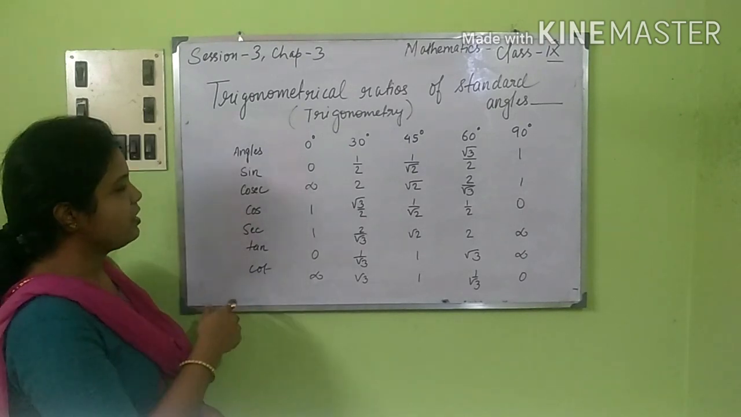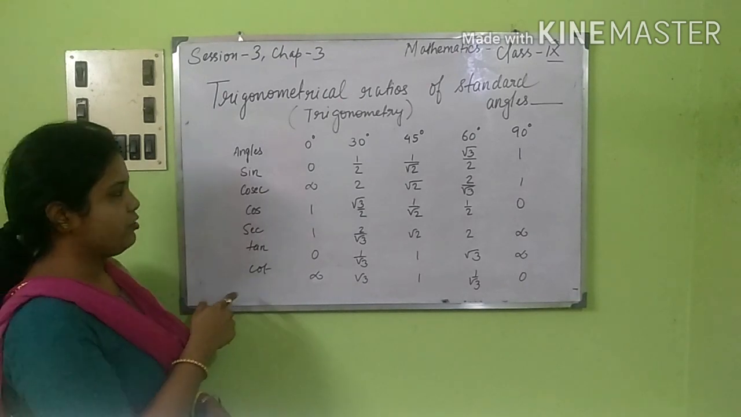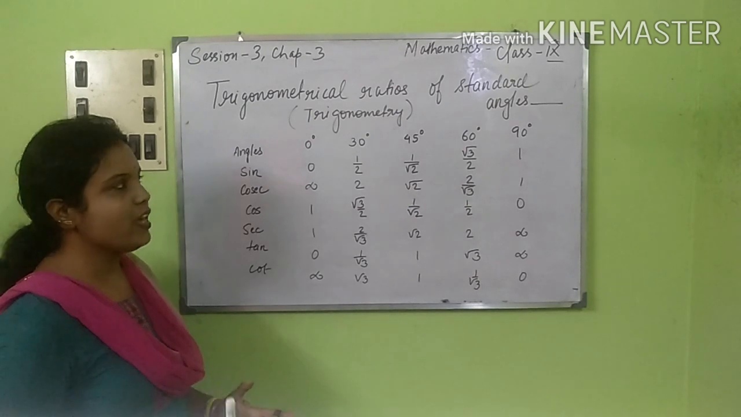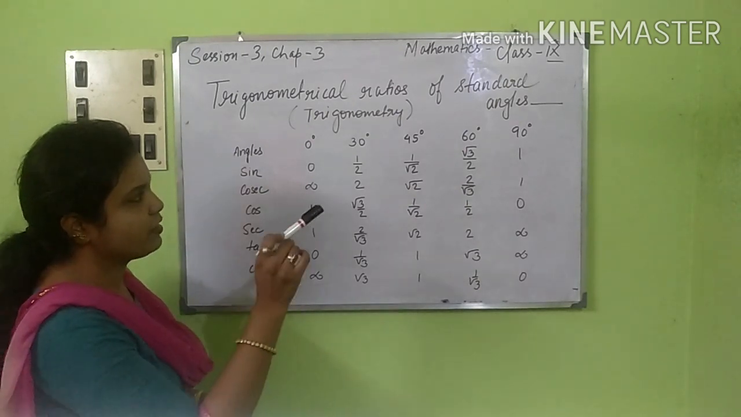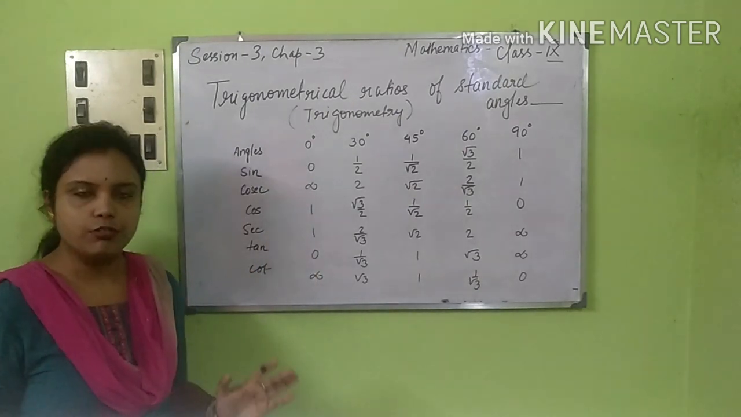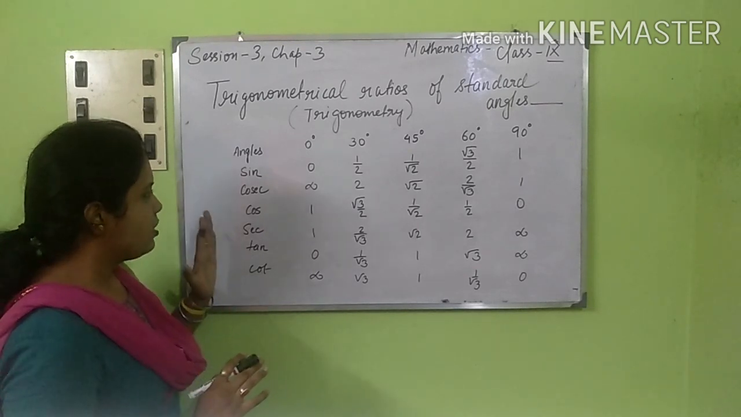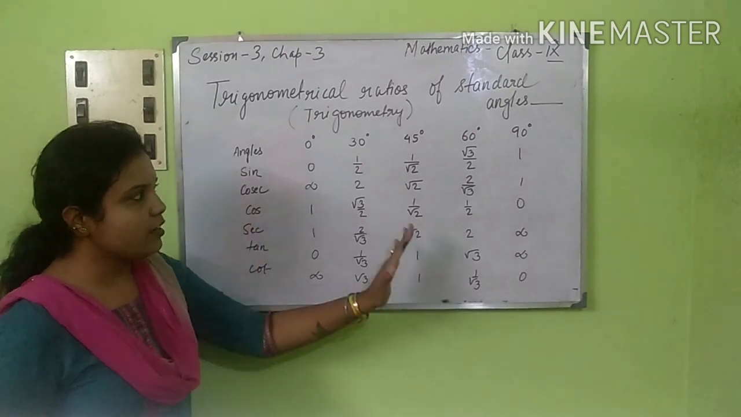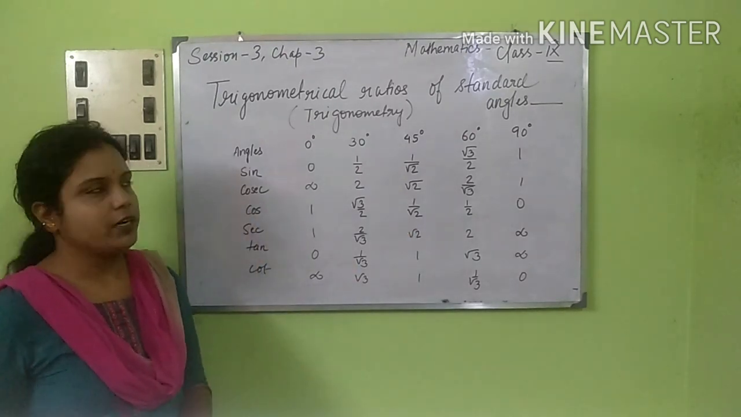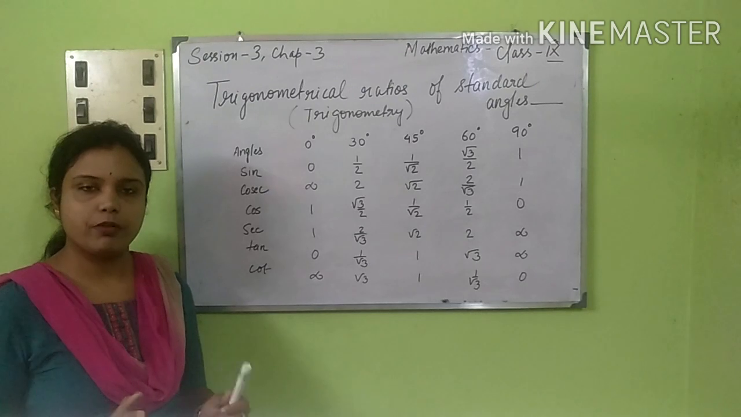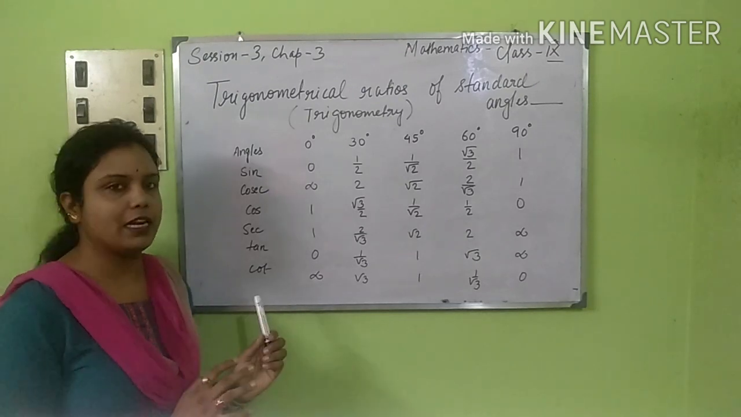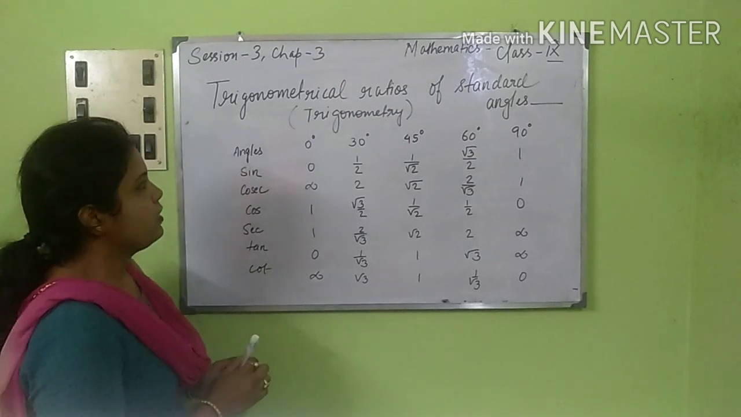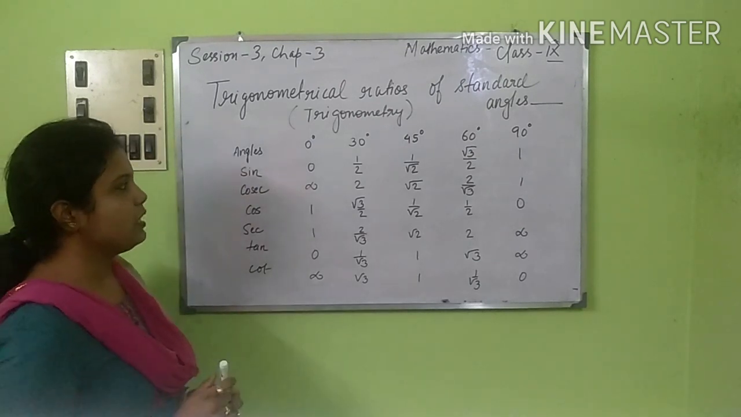I have written the trigonometrical ratios on one side and the angles on the other side. The angles which we have taken are 0 degree, 30 degree, 45 degree, 60 degree, 90 degree. You need to know that sine, cosec, cos, sec, tan, cot all have particular values for these angles. You need to memorize all of this because you're not going to get this table. You need to learn it by heart. Okay, next. So you can just go through these values.